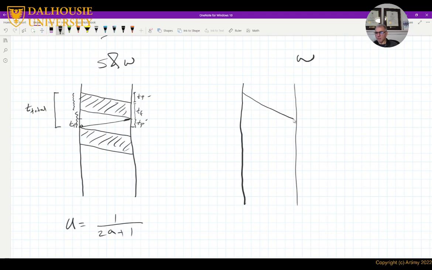So I'm going to have this slope here a little bit steep. So this is my T propagation, and this is my T frame, TF. And as we mentioned before, in the sliding window or go back in protocol, we are allowed to send W number of packets or frames before waiting for the acknowledgement.